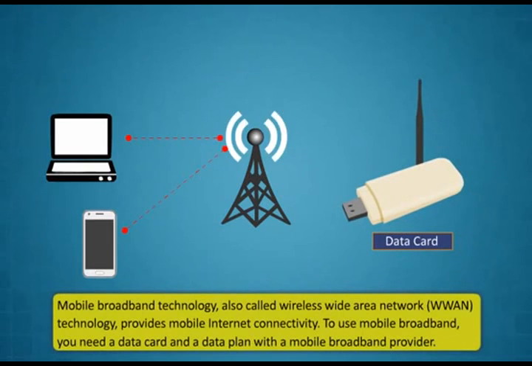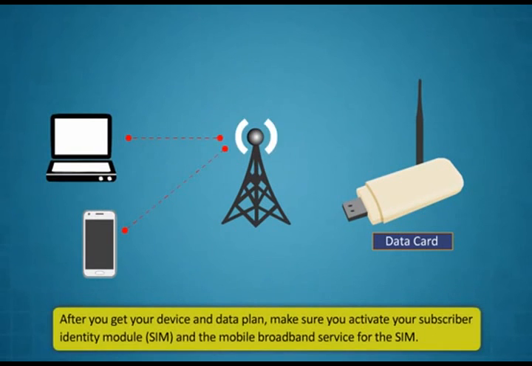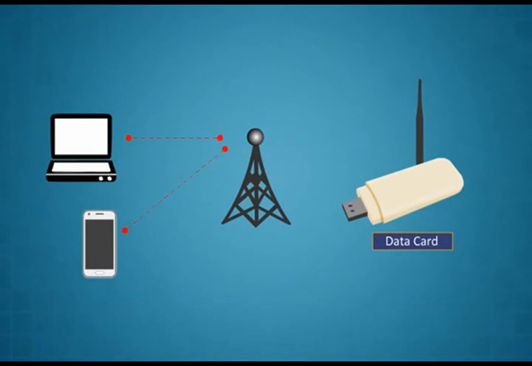Mobile broadband technology, also called wireless wide area network technology, provides mobile internet connectivity. To use mobile broadband, you need a data card and a data plan with a mobile broadband provider. After you get your device and data plan, make sure you activate your subscriber identity module, SIM, and the mobile broadband service for the SIM. Your mobile operator or device retailer will give you the information to do this.